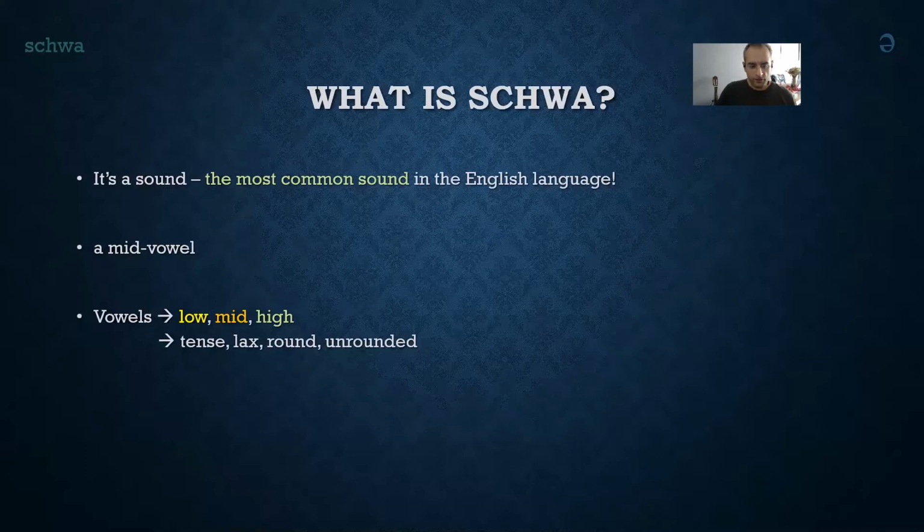Okay, so like I said, we have low vowels, mid vowels, and high vowels. Schwa is a mid vowel. There are also other categories like tense, lax, round, and unrounded, but we're not going to look at those today. We will be looking at those later on in our next lessons.